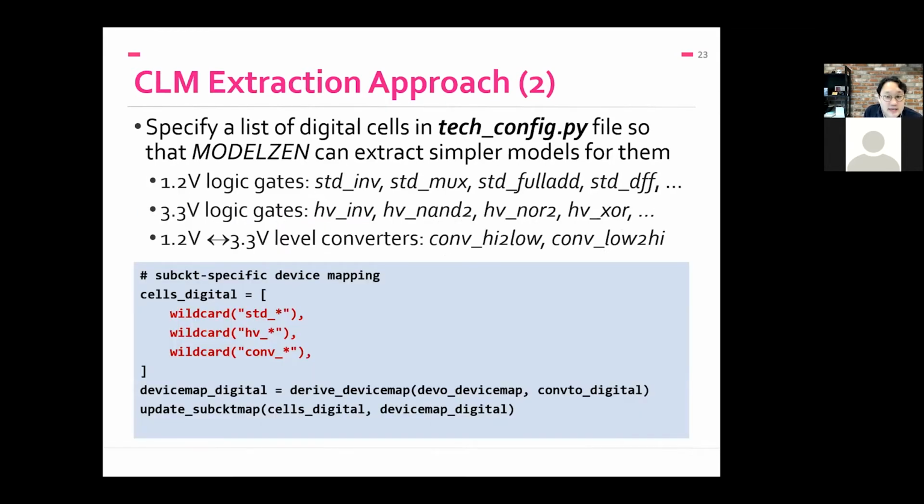This design contains a lot of digital cells, and it's possible to use a simpler model for them to again improve the speed. So there is a technology configuration file where you can say these cells, which have a certain pattern, are digital cells, and so on. We have a set of logic gates operating at 1.2, another set operating at 3.3, and a lot of level converters between these two voltages. And we list them all. You can list their names or use patterns to identify that these are digital gates.